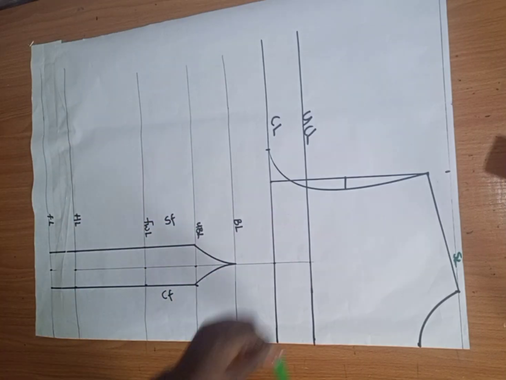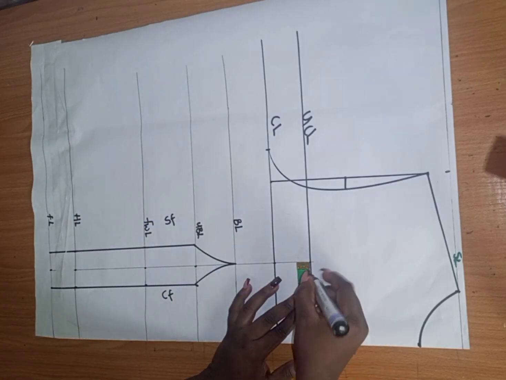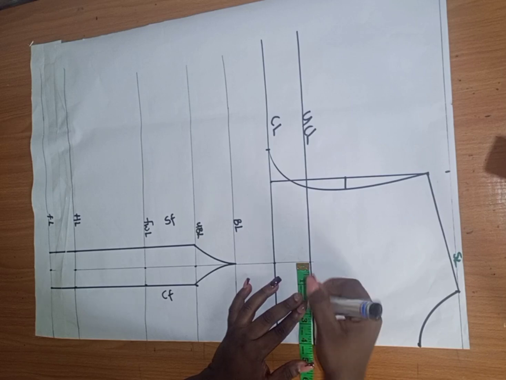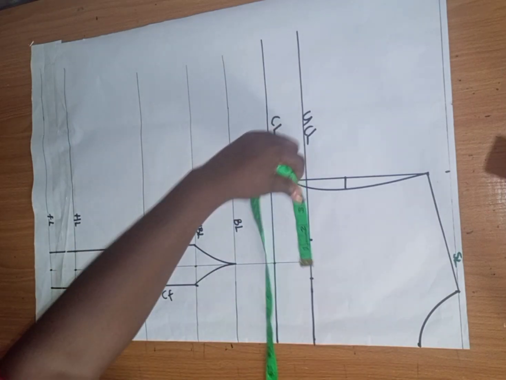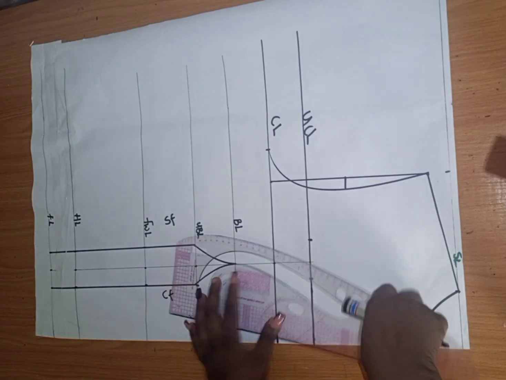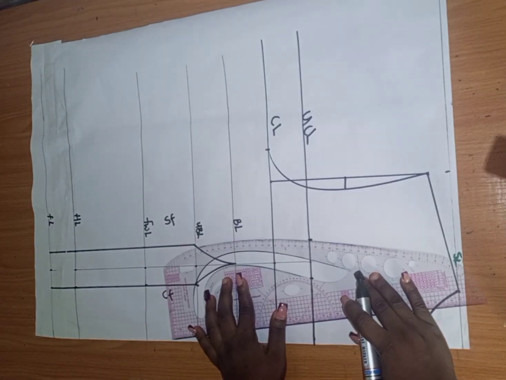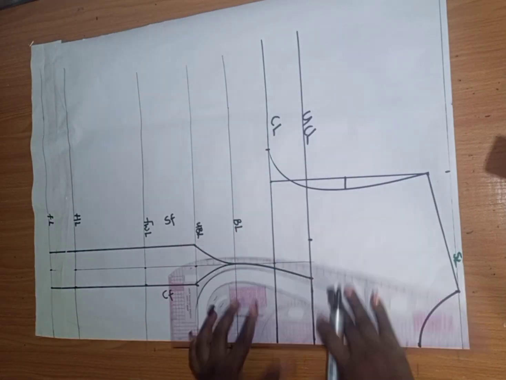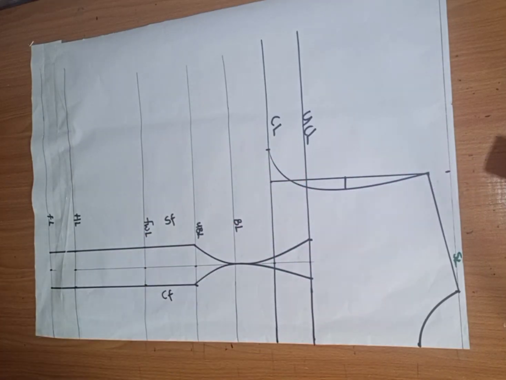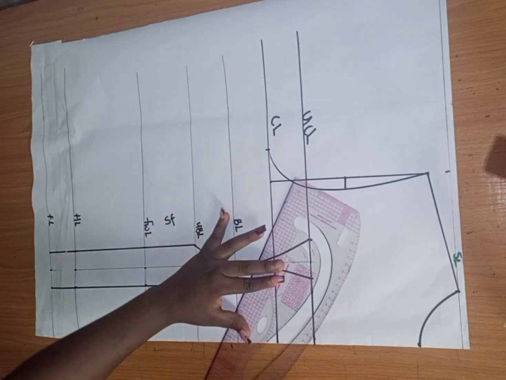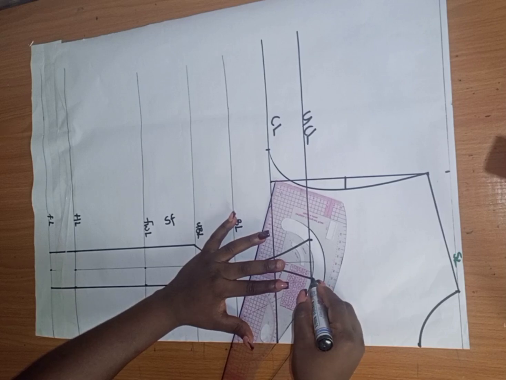Now after doing that, the next thing I'm going to do from this point here on my upper chest line, I will mark 0.75 on the center front. Then on the side front on the upper chest line, I will mark 1 inch. Now I'll go ahead to connect the cup like so. After doing that, the next thing I'm going to do is to connect from the upper chest line all the way to the chest line on the center front part.